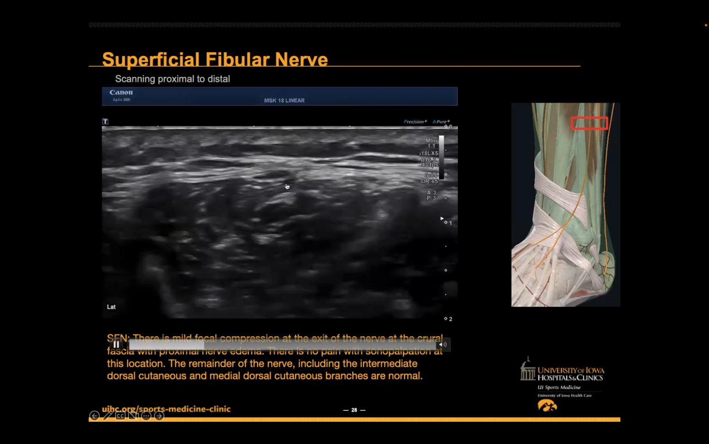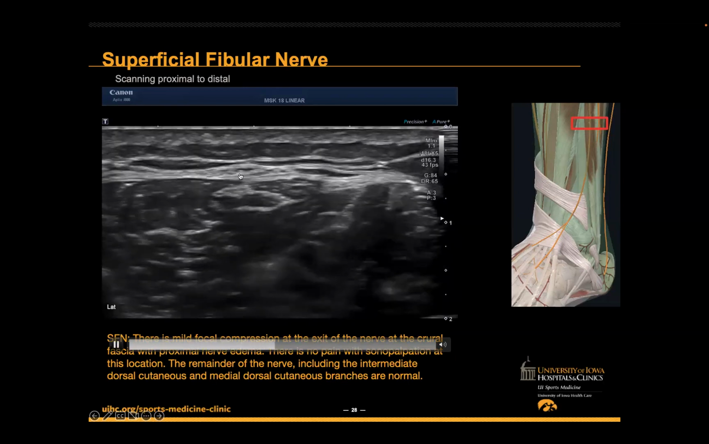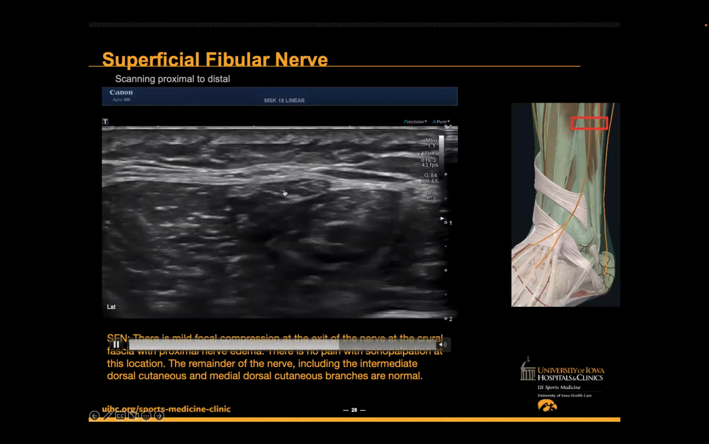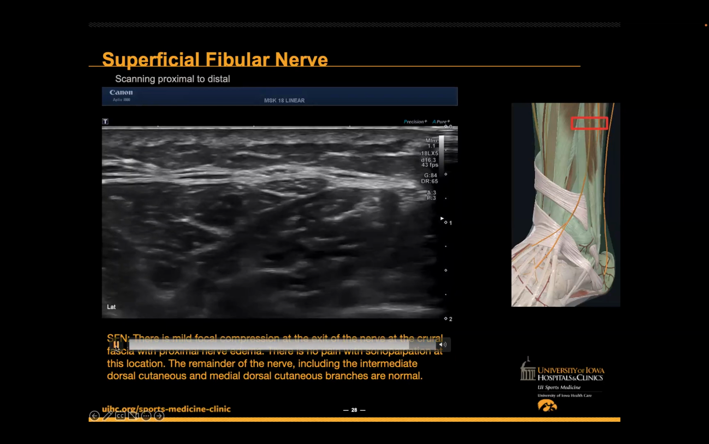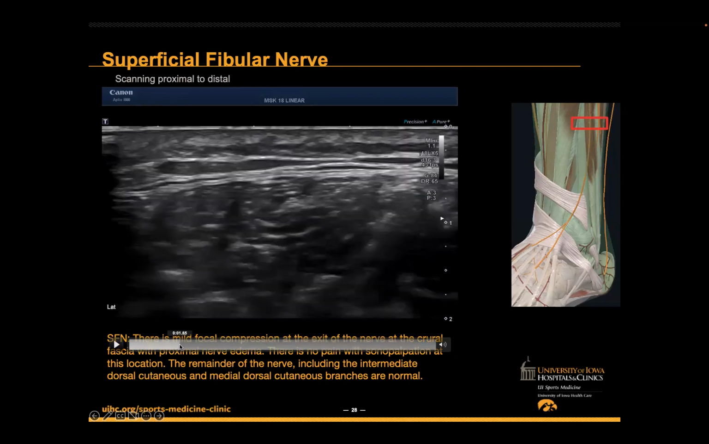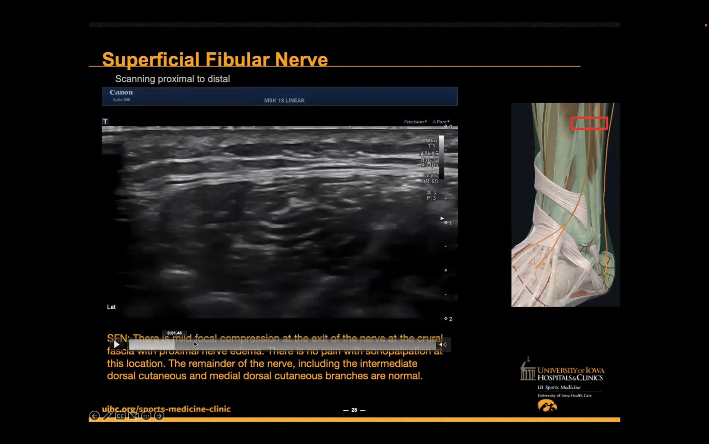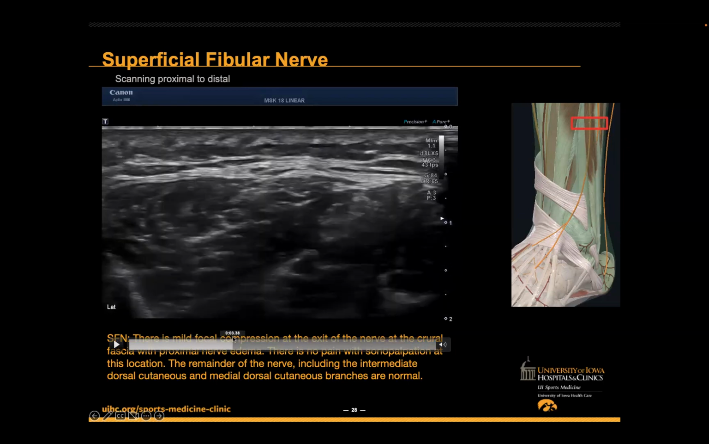Nerve here goes through the fascia there and exits at that point. This patient didn't have any symptoms. Let's see if I can pull this up well.